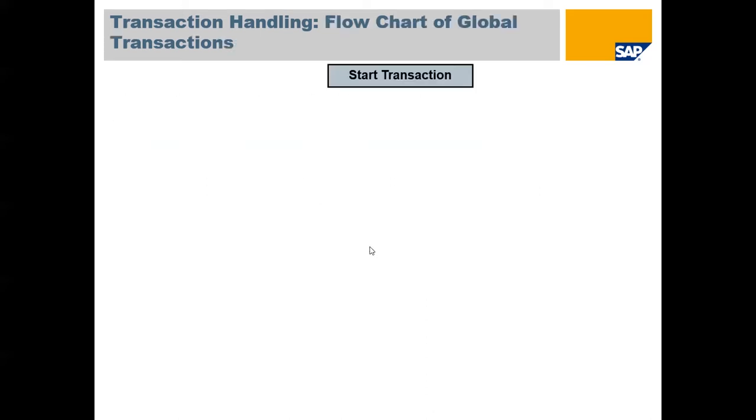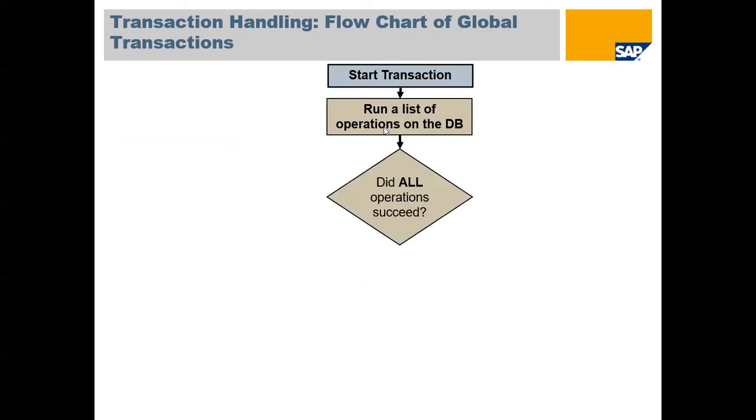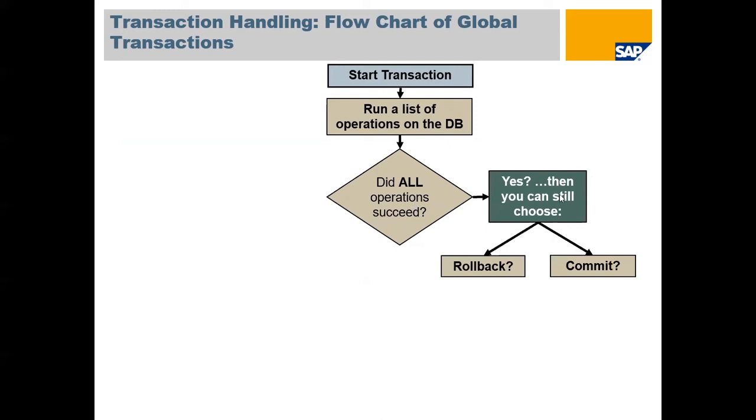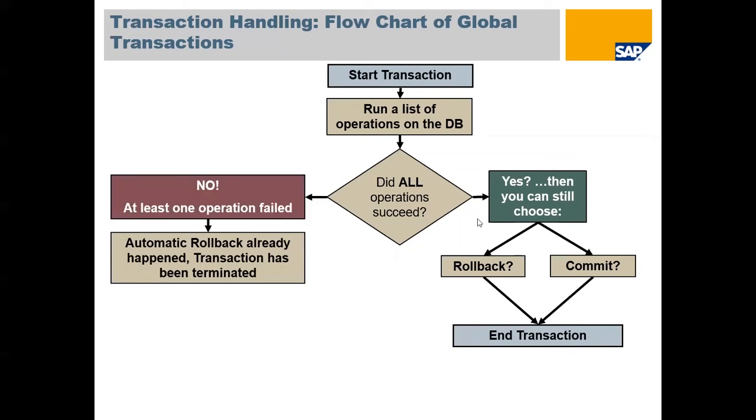So here is the flowchart of the global transaction. We need to start a transaction, then we run a list of operations on the DB. Did all operations succeed? If yes, then you can still choose to roll back or commit. If no, at least one operation failed, then the automatic rollback happens and the transaction is terminated. So how can we implement the global transaction in our code?